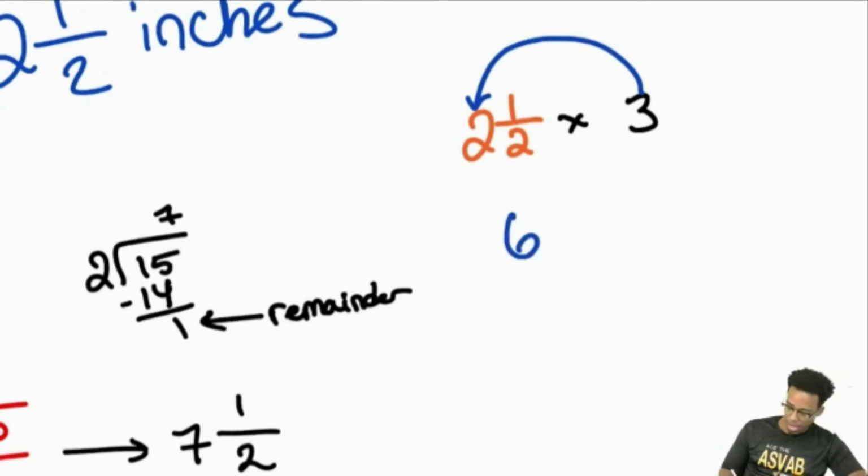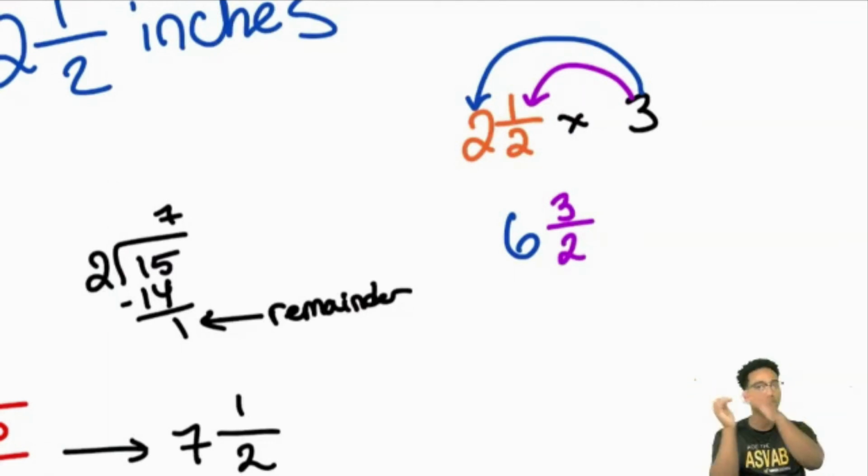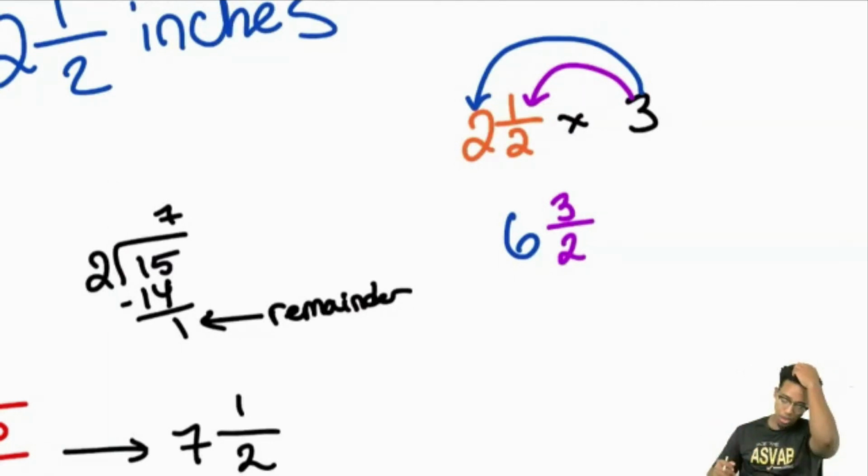Great. And then over here, what we could do is 3 times the half. And that's going to give you 3 over 2, 3 halves, because you know the 3 goes up top. So 3 times 1 gives you 3. And then you leave that 2.